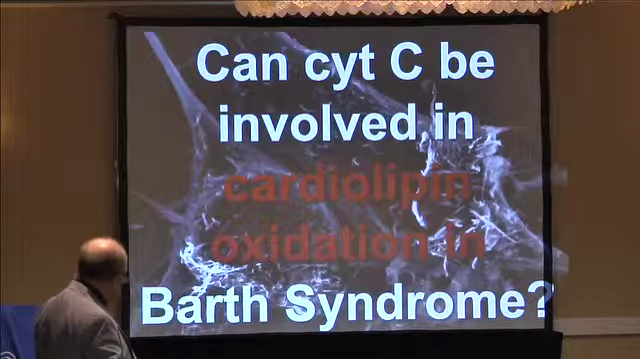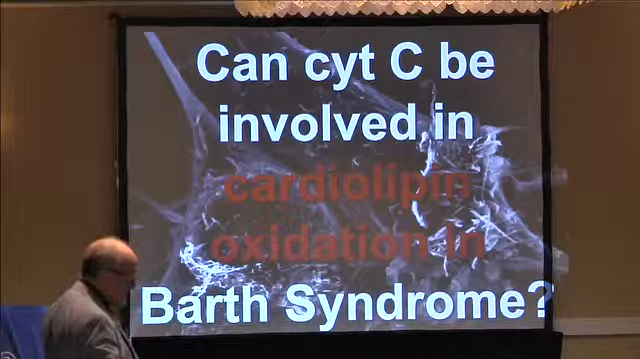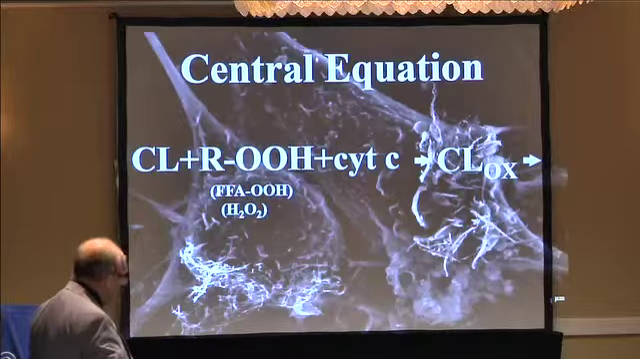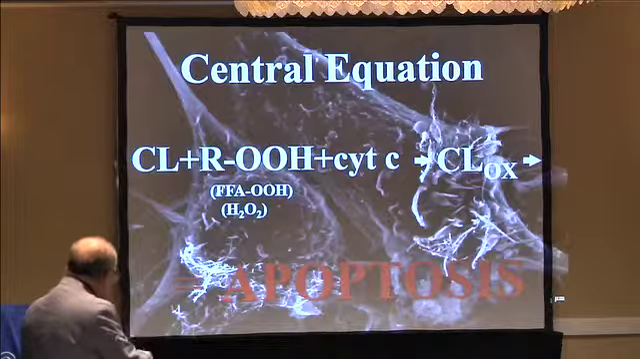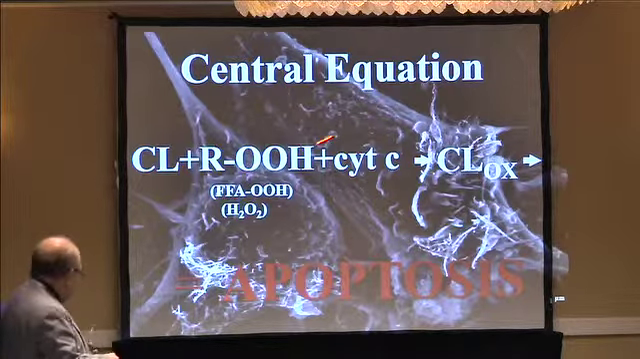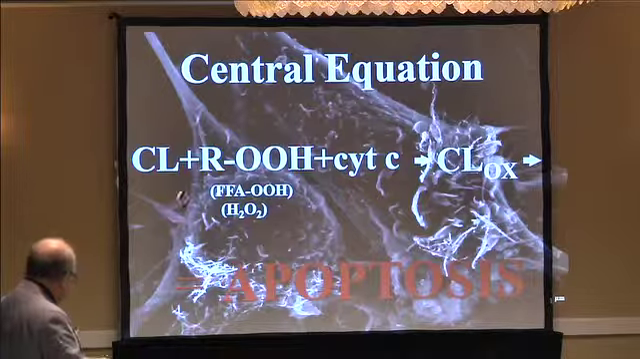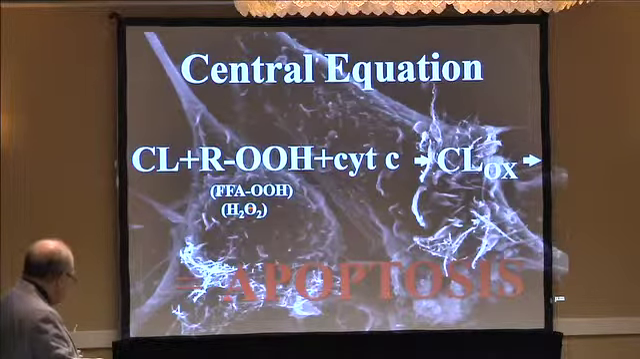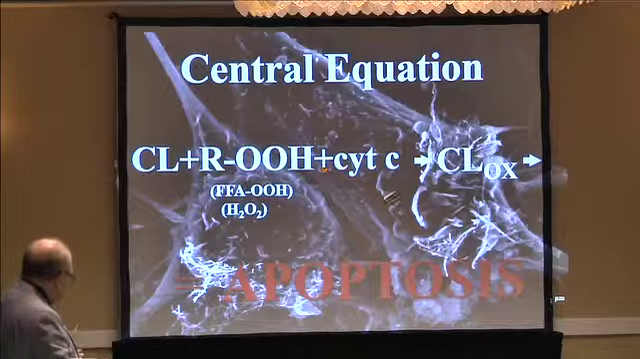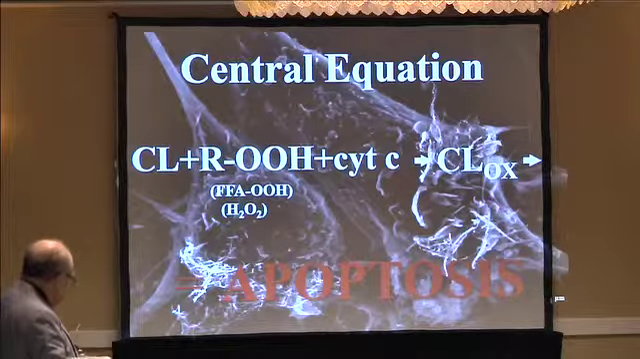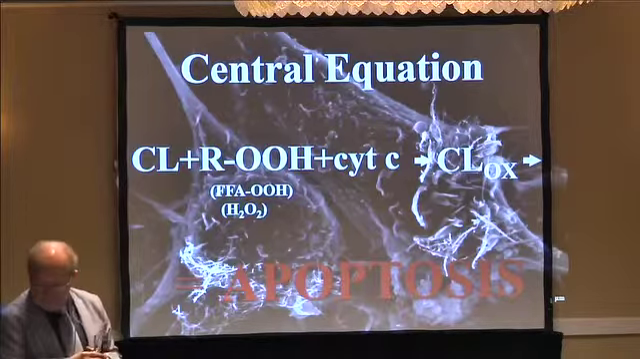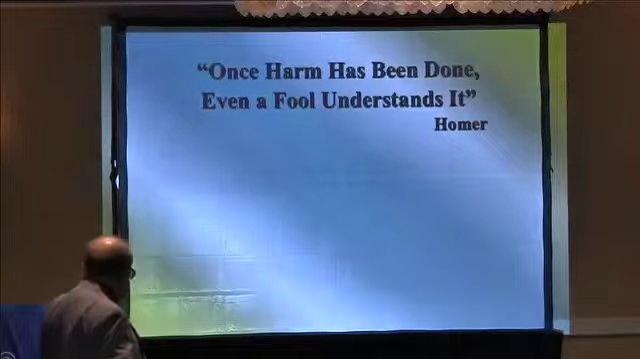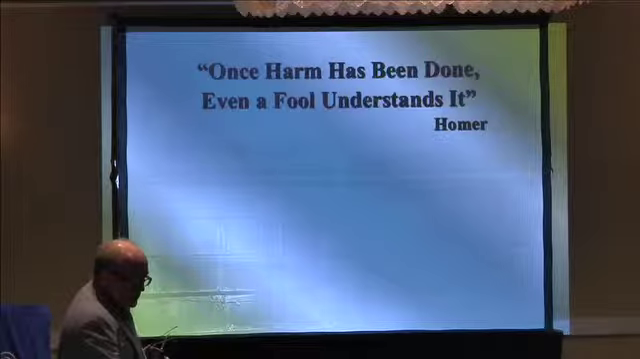So my question is, can cytochrome C be involved in cardiolipin oxidation in Barth syndrome? That's very important. But why do we ask this? Because if you attempt to write this central, in my view, equation of apoptosis: cardiolipin in the presence of oxidizing equivalents, or ROS, hydrogen peroxide, interacts with cytochrome C and causes cardiolipin oxidation, this is essentially equal to apoptosis. Well, then the consequences are very clear.